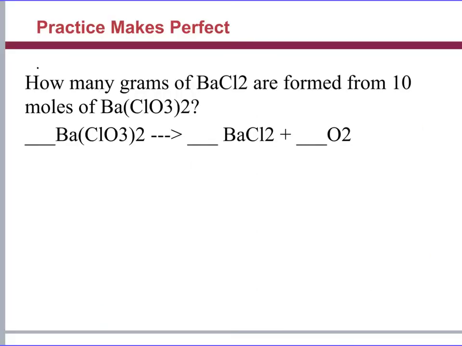Okay, and here's the very last example problem I have for you. It says how many grams of barium chloride are formed from 10 moles of barium chlorate. If we look at this problem, we've got a chemical equation that is not balanced. I'm glancing at it and we're going to see if we can balance it pretty easy. First I'm looking over here. I got 6 oxygen. I do not have 6 oxygen over here, so I'm going to add a coefficient of 3 here. Now I've got 6 oxygen, 2 chlorines, and 1 barium. We're balanced with just that one coefficient.